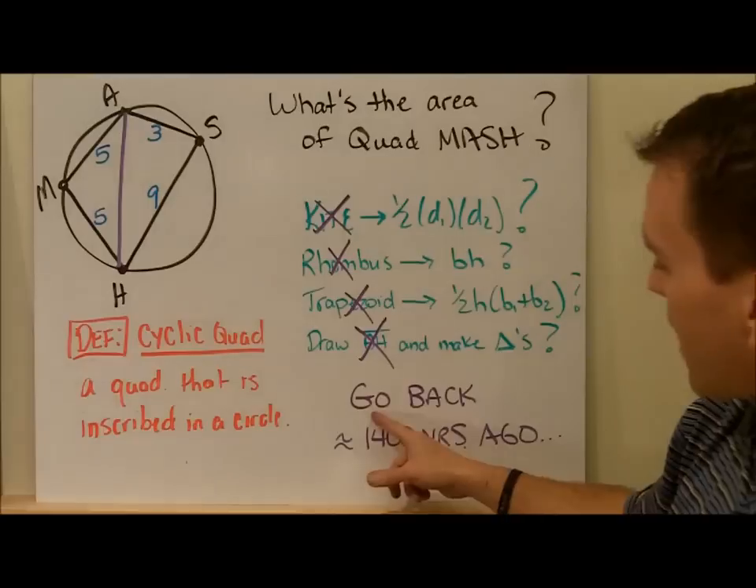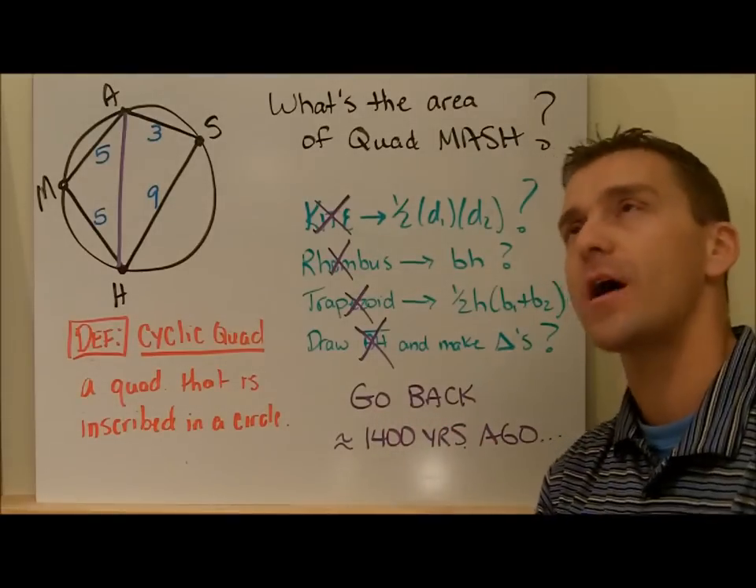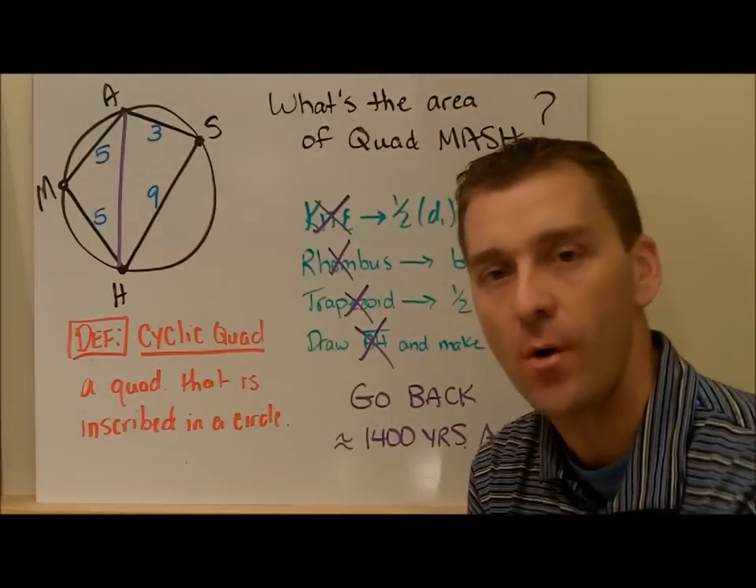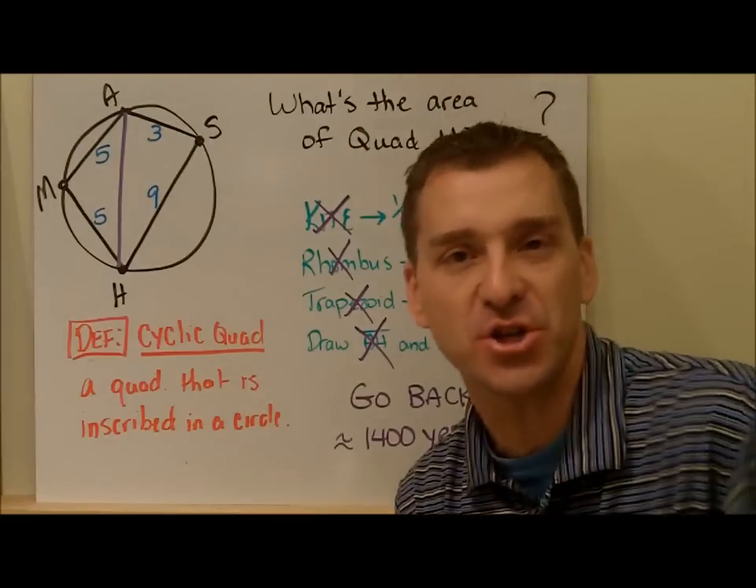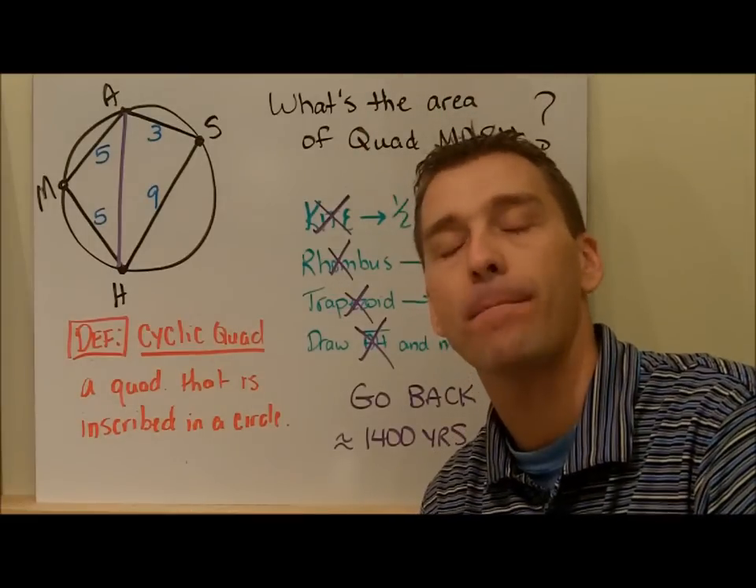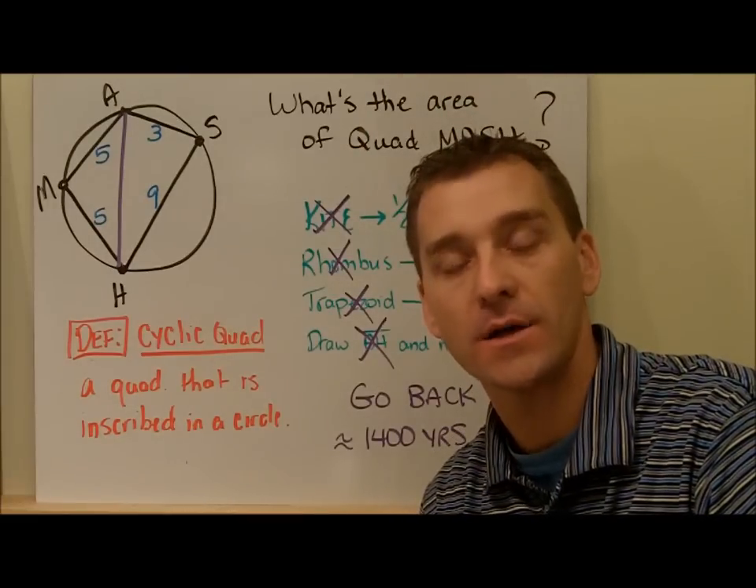And if you look, we have to go way back. Approximately 1400 years ago, there was a Hindu mathematician named Brahma Gupta. Sounds like a cool name.